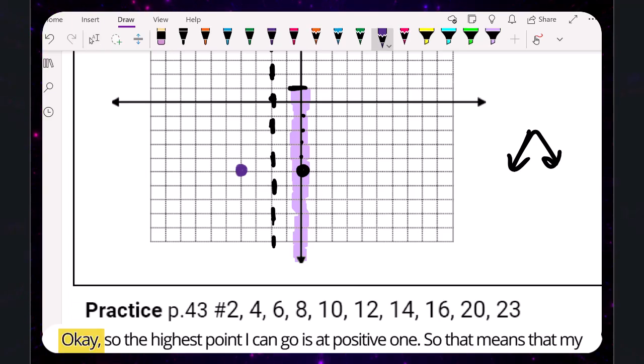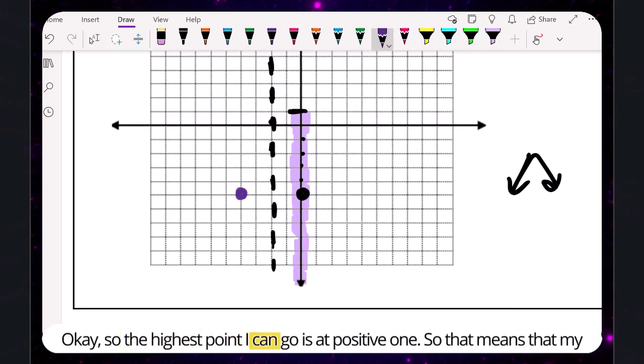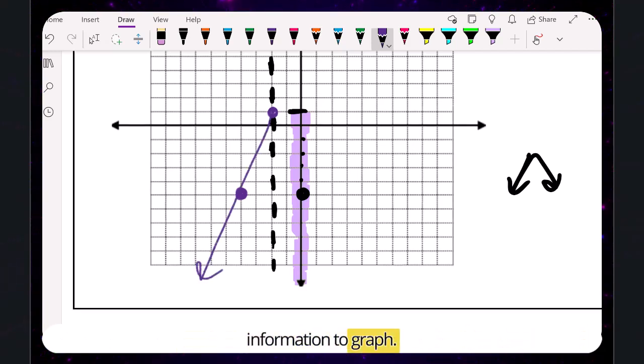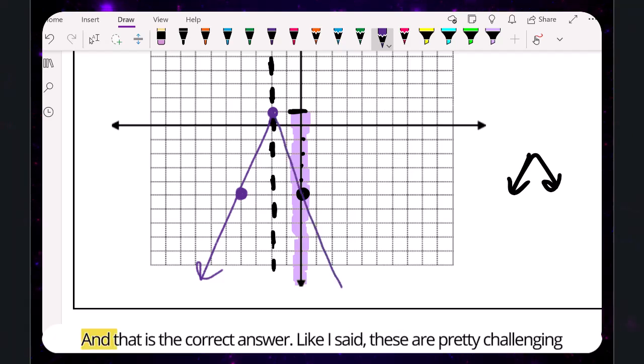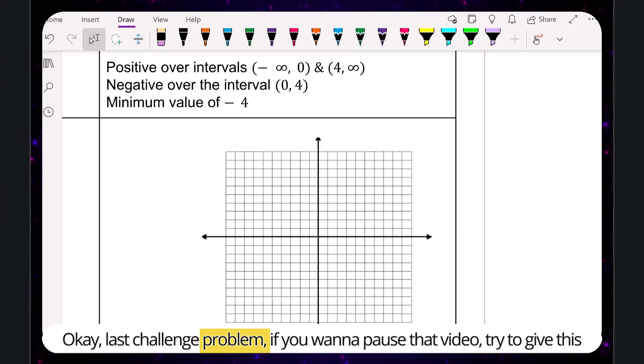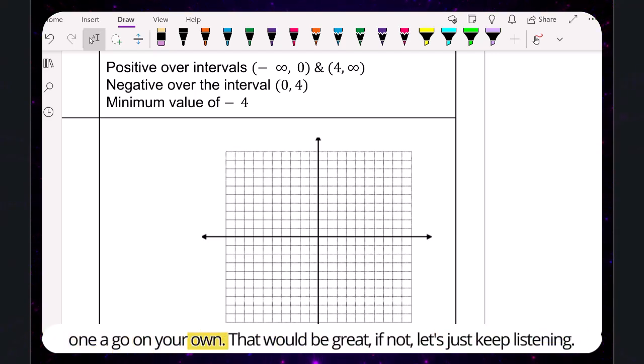Okay. So the highest point I can go is at positive 1. So that means that my vertex has to be right here. So I'm going to go ahead. I think I've got enough information to graph. And that is the correct answer. Like I said, these are pretty challenging problems. Okay, last challenge problem. If you want to pause that video, try to give this one a go on your own. That would be great. If not, let's just keep listening.